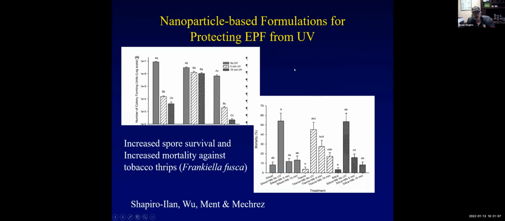One example of fungi where we're looking at formulations right now is with an Israeli team looking at nanoparticle formulation. The nanoparticles will surround each spore and protect it from UV radiation. And that's shown in these graphs against tobacco.